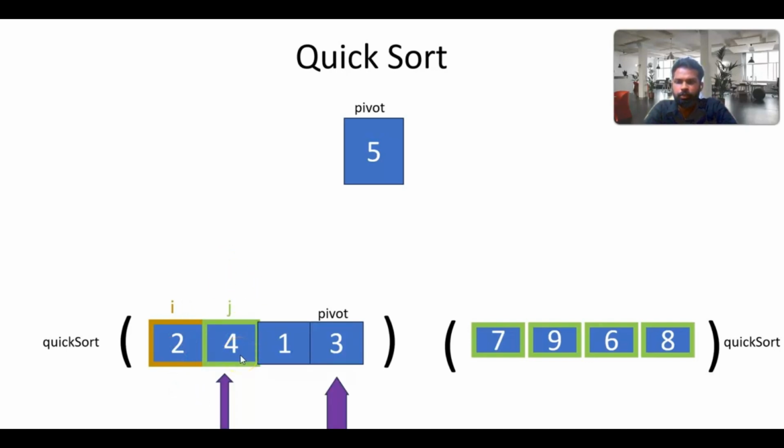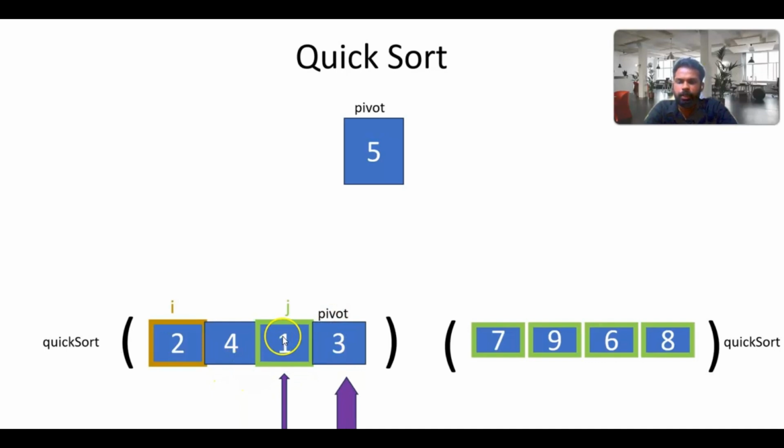So then we compare 4 with the pivot element 3. 4 is greater than 3, so we only increment j by 1. And then we compare 1 with the pivot element 3. This time 1 is less than 3, so we increment i by 1 and then swap the values of i and j.